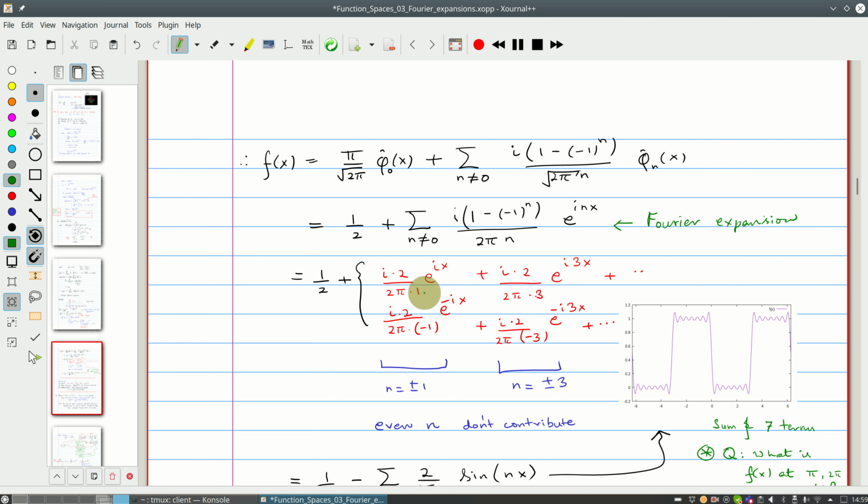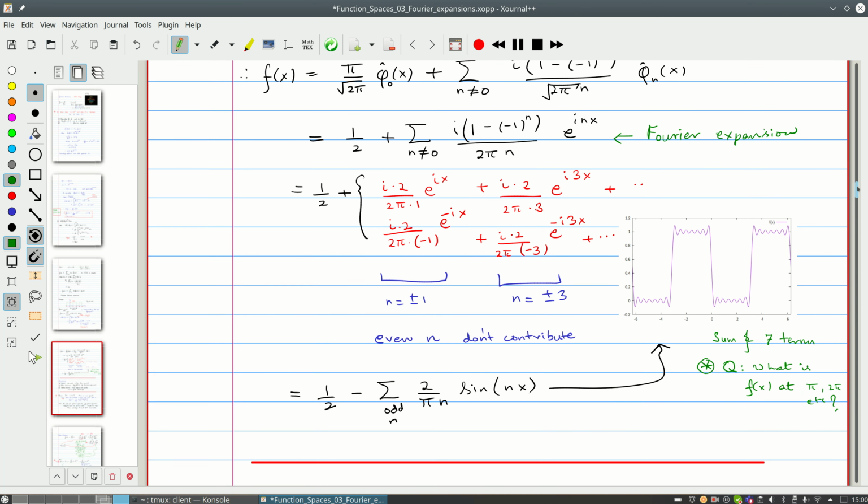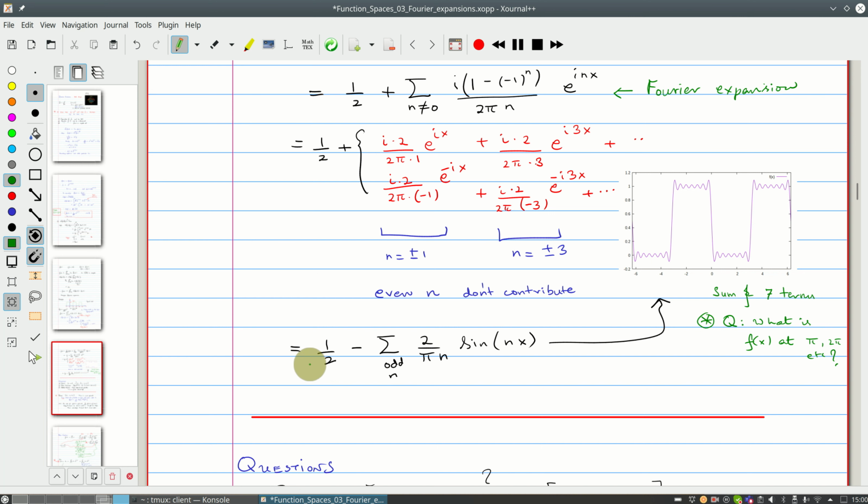Now what you can see there is that if you add these two terms up, and I'm going to leave this for you to show, you get something which is proportional to the sine of x. If you add these two terms up, you will get something proportional to the sine of 3x, and this goes on. And in general, and you need to complete this proof, f of x is equal to a half minus the sum over odd n only, 2 over pi n times the sine of nx.